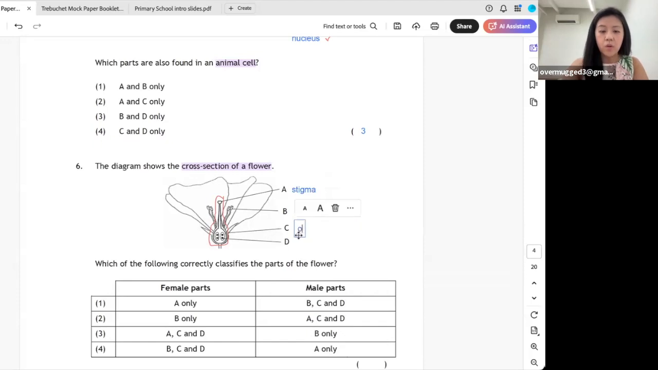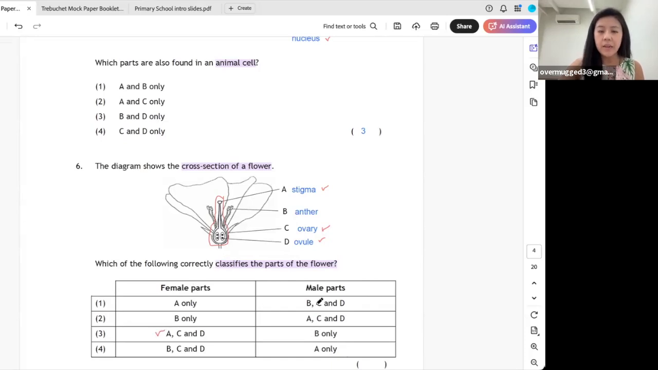C would be your ovary. And D would be whatever is inside the ovary, which is your ovule, okay? So which of the following correctly classifies the parts of the flower, right? Your female parts would be made up of the stigma, the ovary, and the ovule. Okay, one thing that's not labeled here that belongs to the female part is this long thing in the middle here, which we call the style. Okay, so with that, the female parts would be A, C, and D, which will leave us with option 3 as the answer.